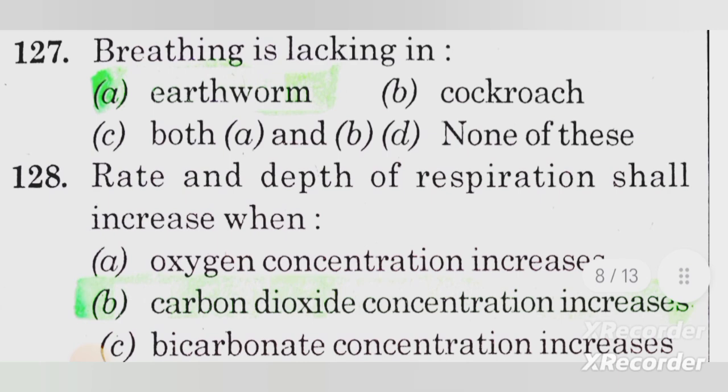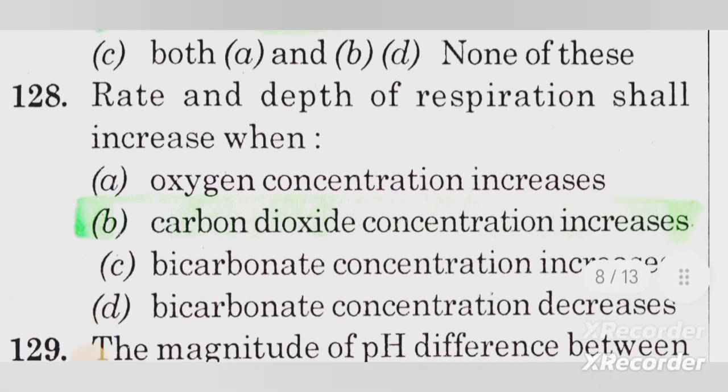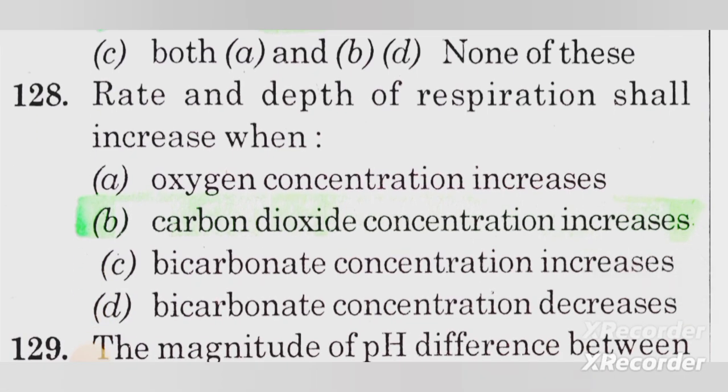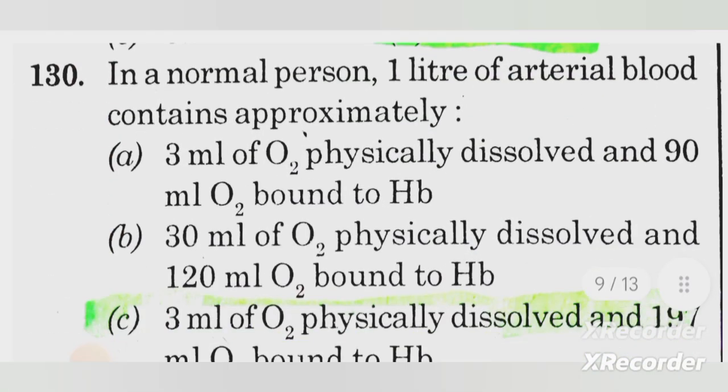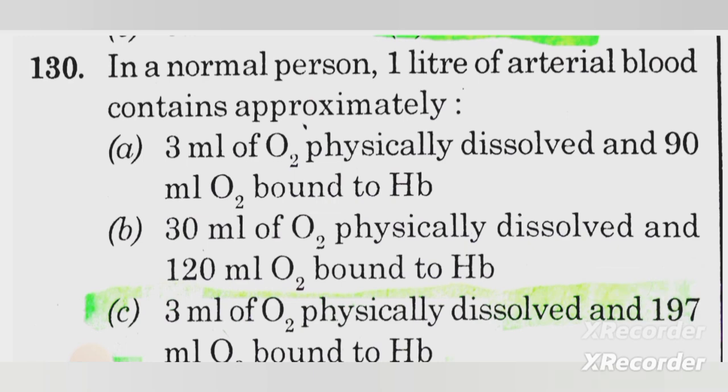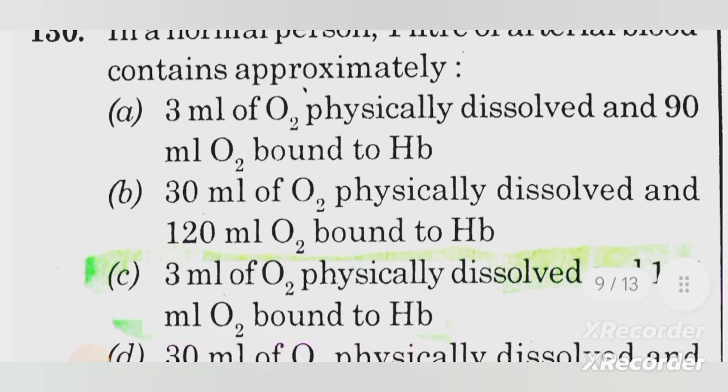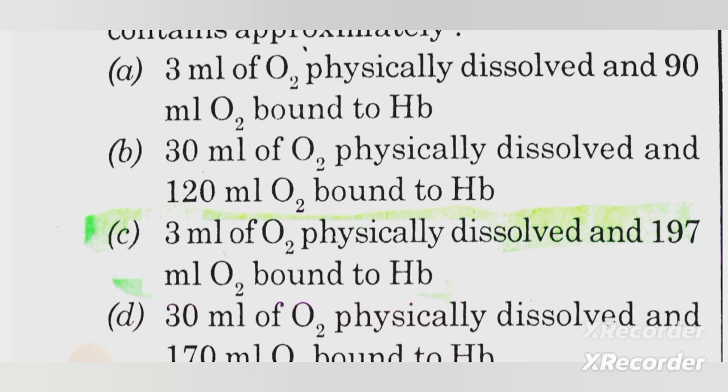Next, 127. Breathing is lacking in. Answer A. Earthworm. Next, 128. Rate and depth of respiration shall increase when. Answer B. Carbon dioxide concentration increases. Next, 129. The magnitude of pH difference between arterial and venous blood is to the tune of 0.01 to 0.5. Next, 130. In a normal person, 1 liter of arterial blood contains approximately. Answer C. 3 ml of O2 physically dissolved and 197 ml O2 bound to HB.